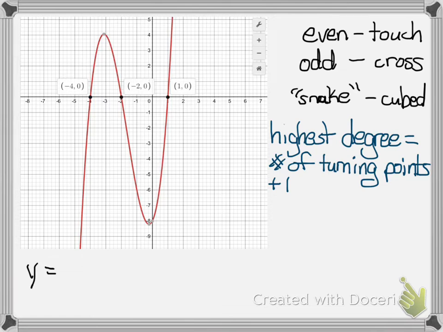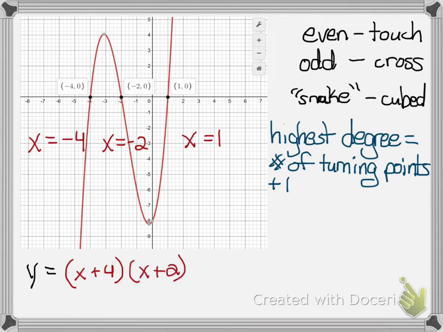Looking at this first graph, first thing I need to do is identify what my roots are. As you can see, my roots are x equals -4, x equals -2, and x equals 1. So when I write them in factored form, they're going to say x plus 4, because you do the opposite, x plus 2, and x minus 1.